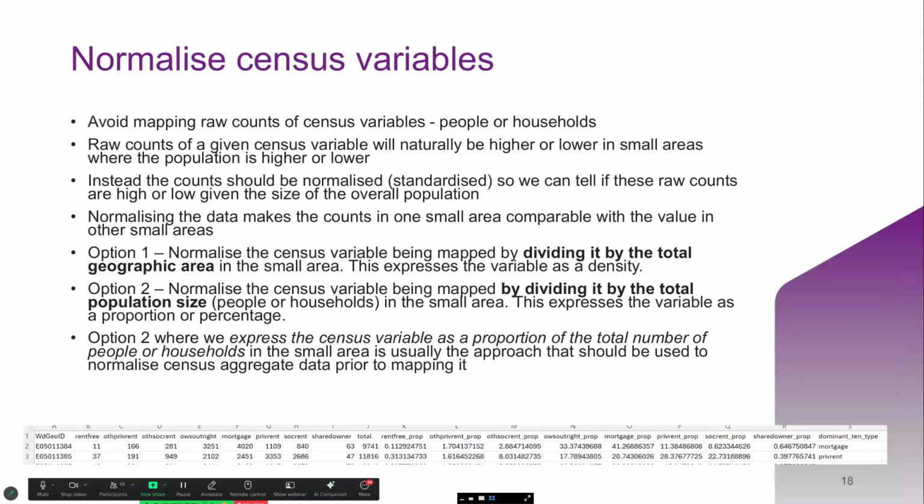And then we have to normalize the actual census variables themselves. When we download the census data, it comes as raw counts of people or households. And we shouldn't just map those straight away. If you had the raw counts of people in detached houses or terraced houses, those numbers will just be big because there are lots of people and lots of households. They don't give an indication of why they're big, which is why we have to normalize them so that we can compare them to other areas.